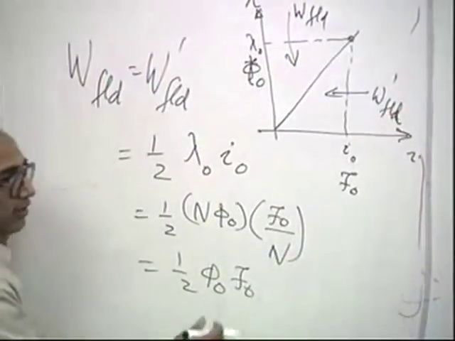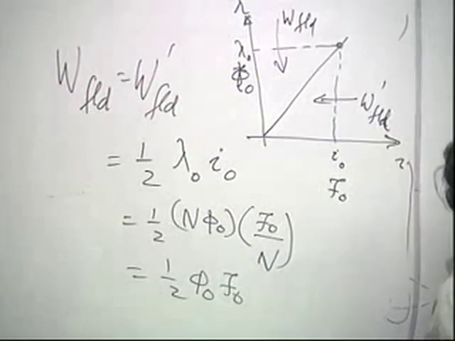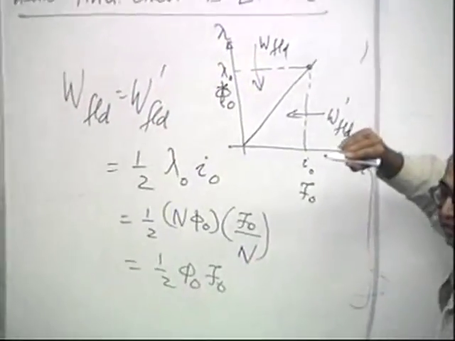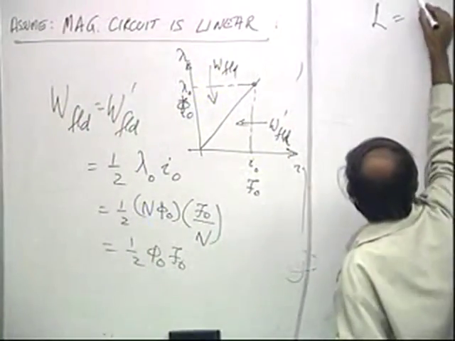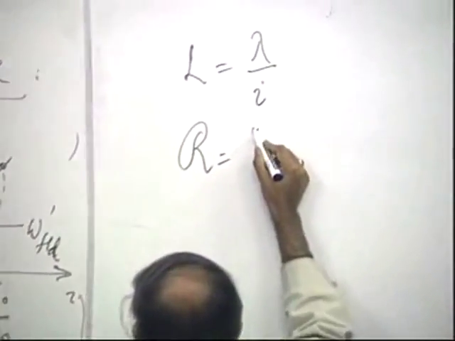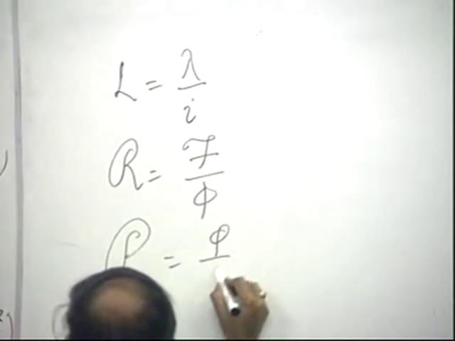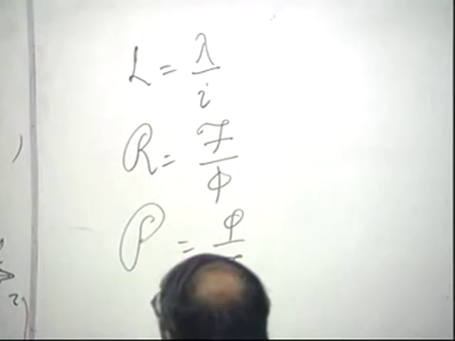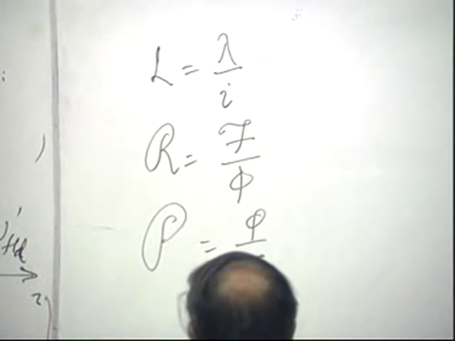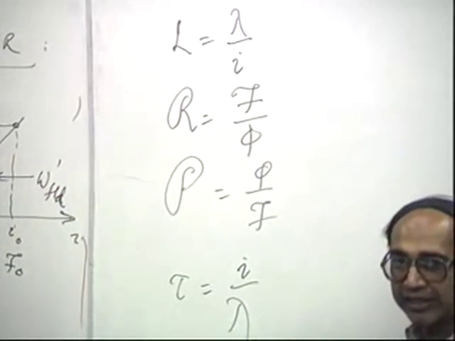Okay, and you define various quantities like inductance. You define inductance as flux linkage lambda by I, and you define reluctance as f over phi, and permeance as phi over f, and you can define 1 over inductance as I over lambda. I'll say tau or reciprocal inductance.